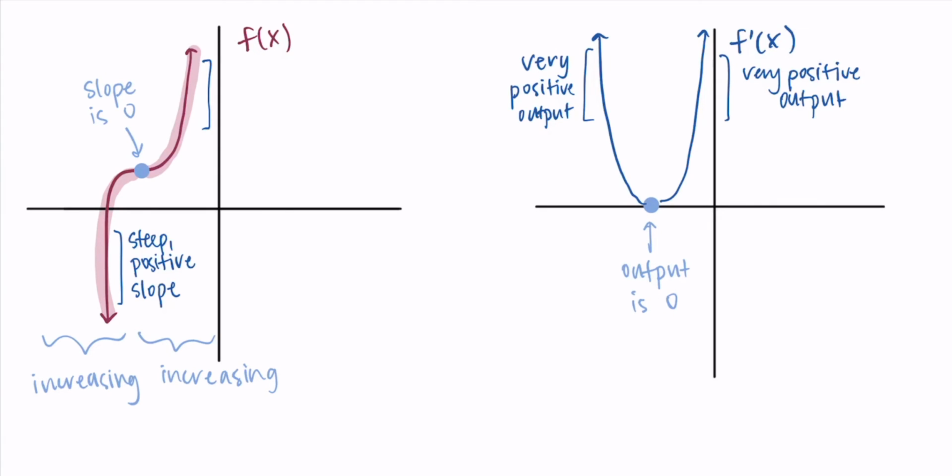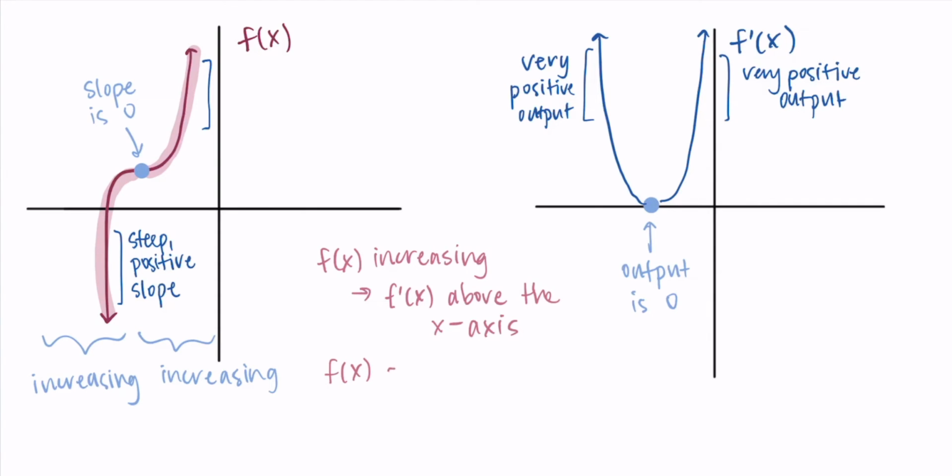So this is a good way to start with the original function and look at the graph of the derivative and know that they go together. So increasing is above the x-axis. We have lots of increasing places, so this graph should be totally above the x-axis, except at that one point where it levels off. And if this was decreasing instead, the derivative function would be below the x-axis.